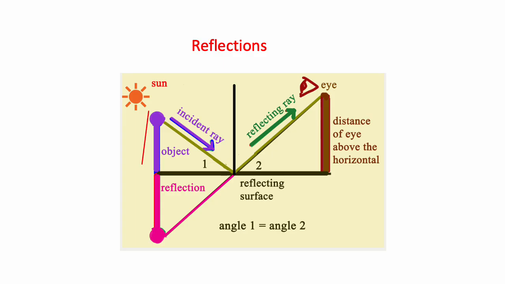Here's an object on a reflecting surface like water. The incident light ray from the object goes down to the reflecting surface and then bounces back as the reflecting ray, so that angle 1 is the same as angle 2. The eye follows this reflecting ray down, so it thinks that the object is below the water and is an upside down version of the actual object.